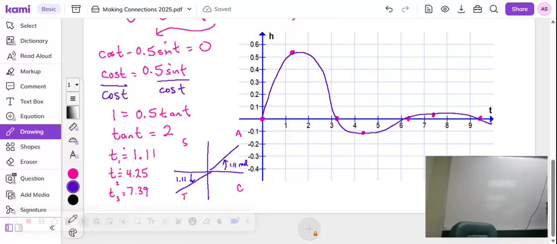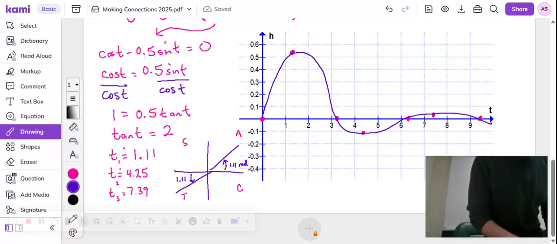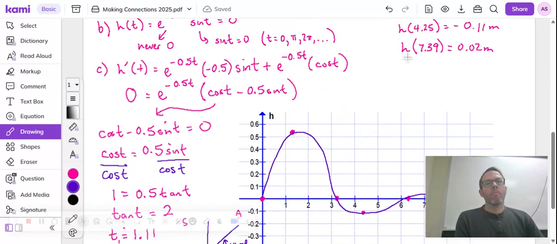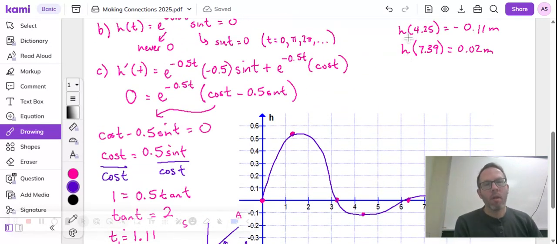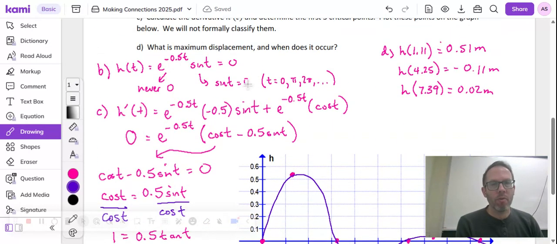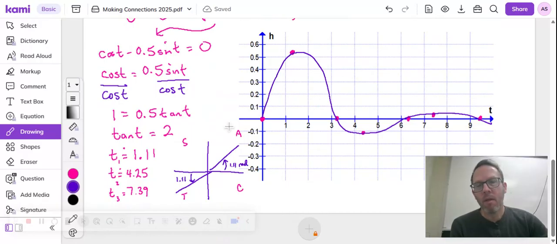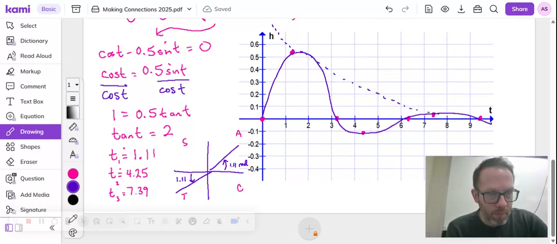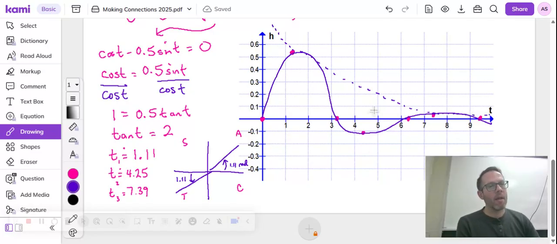The last thing I'm going to add to this graph here is the following. If you were to ignore the sine t part and just sketch e to the power of negative 0.5 t, this is a super rough sketch, but it would look something like this. It'd just be a decreasing exponential. Looks something like that.